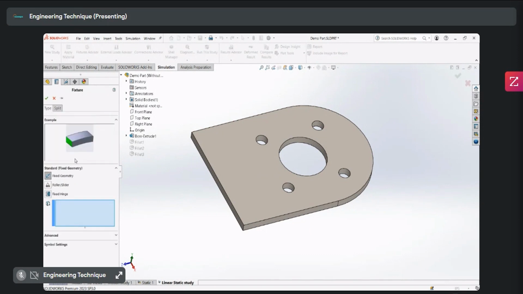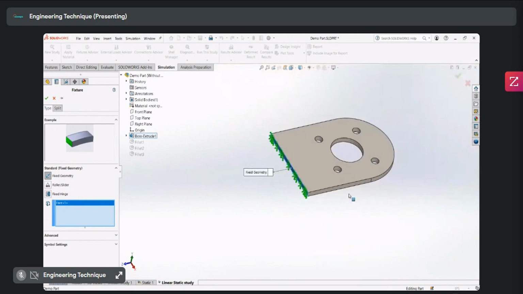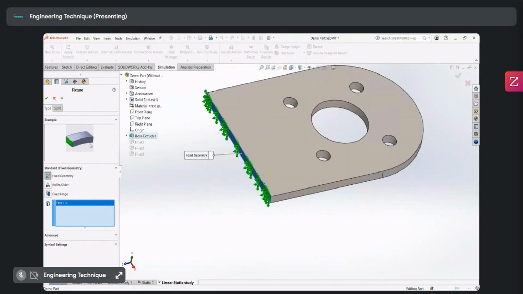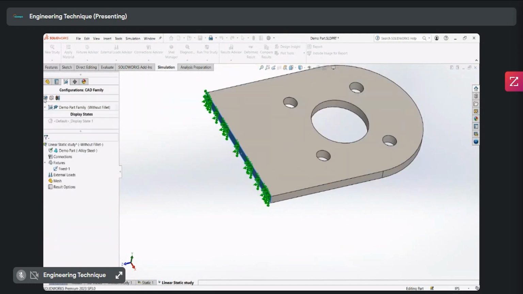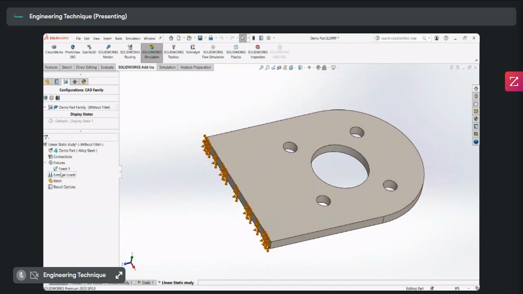So we need to use the fixture. Just right click on that, and you have different types of fixtures that we already discussed. So it is a fixed geometry. What we will do is select a particular face which is fixed. Here I have selected this face as the fixed geometry. So you can see here the fixture is applied.